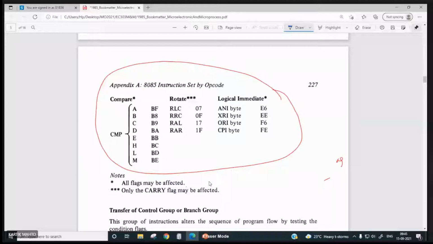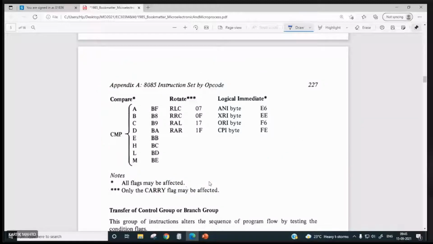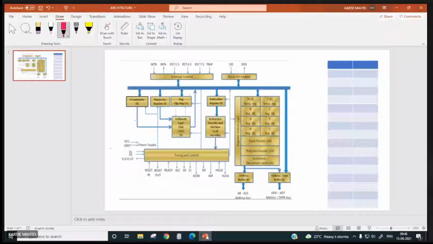Now you can see the compare instruction. It is a very important instruction while doing sorting and analyzing data. If you do, say, CMP A, how will it be done inside the processor? The accumulator content will be copied to the temporary register. Then A minus temporary will be done. What will the result be?